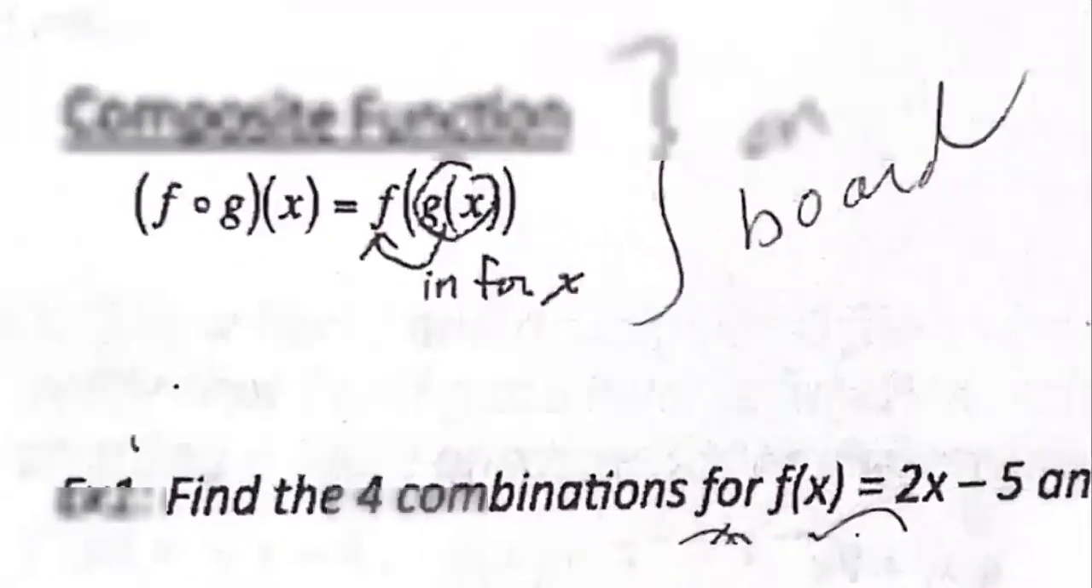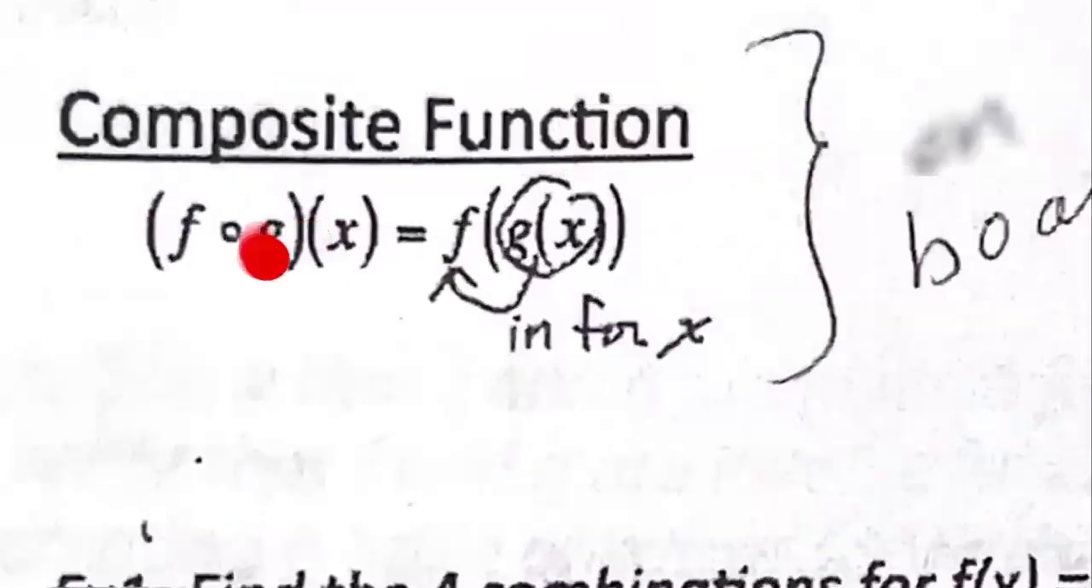And then composite function. The second term is what's going inside the first function. So that's why f of g means you're plugging g of x into f of x in this case. So you're just substituting.